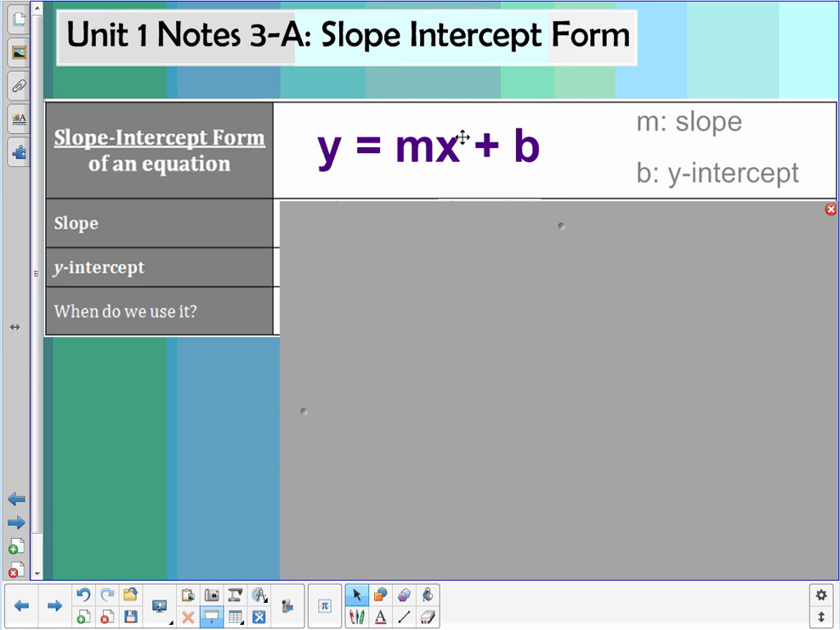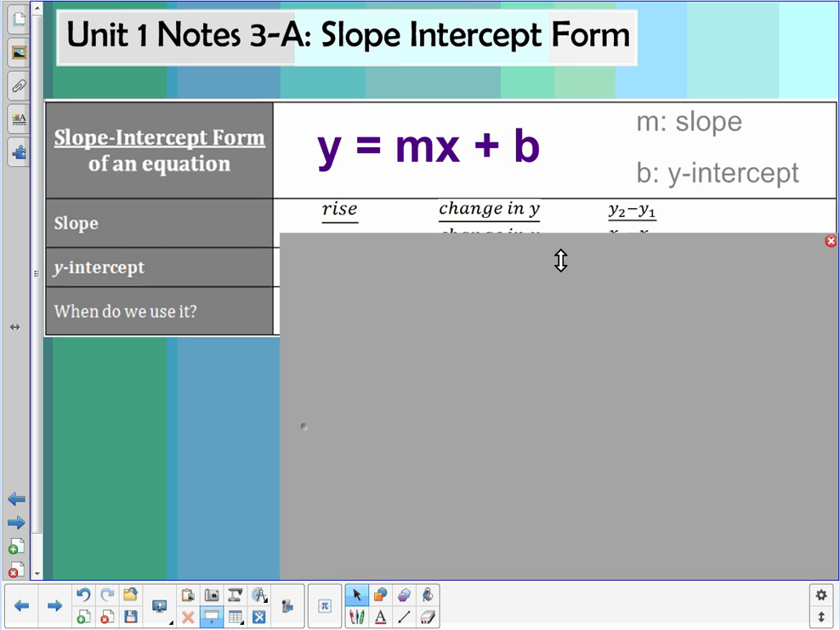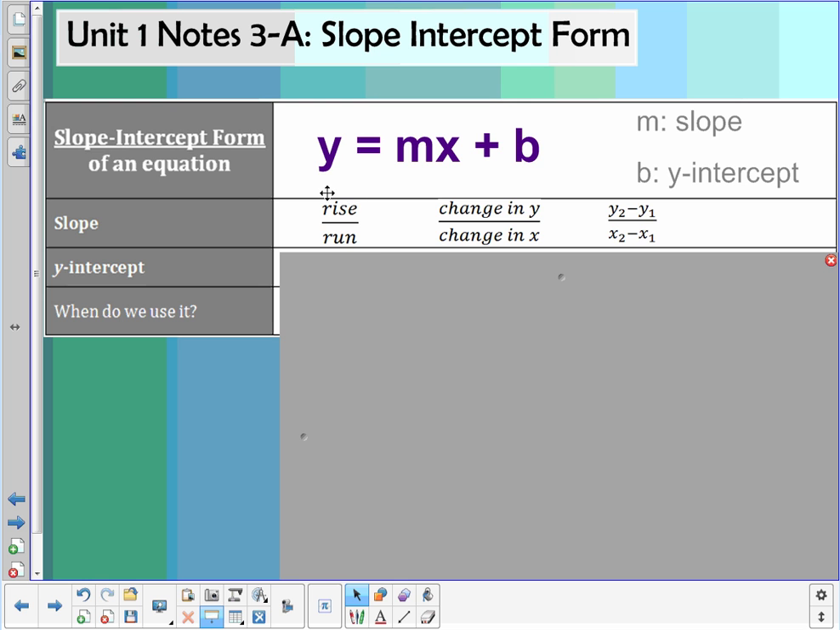Hopefully that's a form of an equation that you're familiar with and that you looked at last year in algebra, or in algebra 1 in 8th grade. The m variable stands for the slope and the b variable stands for the y-intercept. So let's talk about what each of those things mean. The slope is rise over run in a graph. That is the same thing as saying change in y over change in x.